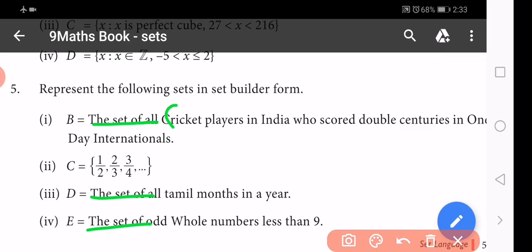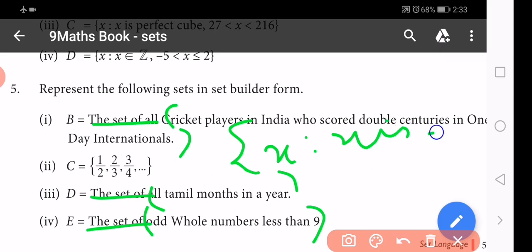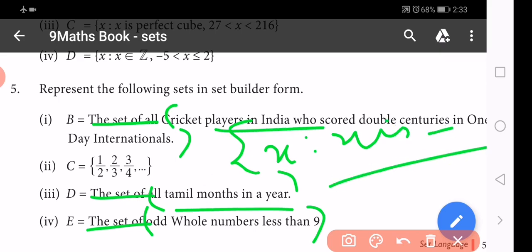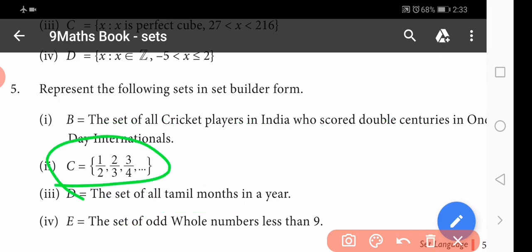The remaining statement we write within the form: for all x such that x is the dash. So we fill the statement in the dash. Now we look at the second one, which is very important because they give fraction numbers. First we find the common property of these numbers. First we say all the numbers as x, so for all x such that x is equal to a rule.